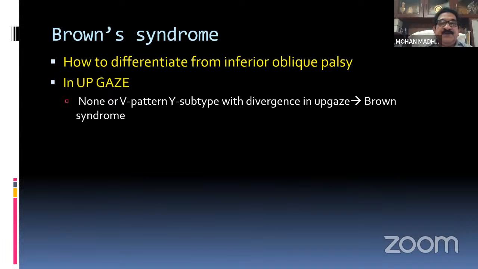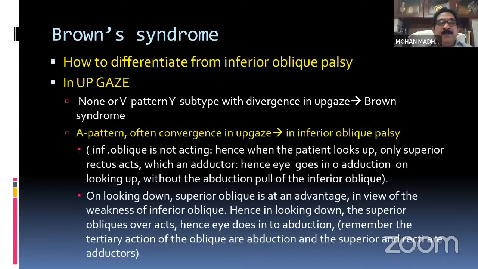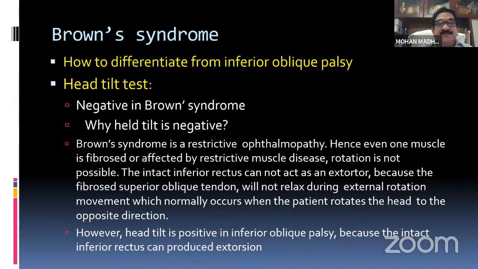This is the explanation which I already told. Why is the head tilt negative? Brown syndrome is a restrictive motility disorder. Hence, even if one muscle is fibrosed or affected in restrictive muscle disease, rotation is not possible. The intact superior rectus cannot act as an intorter because the fibrosed superior oblique tendon will not relax during the rotation movement, which normally occurs when the patient tilts the head to the opposite direction. Okay, I think.